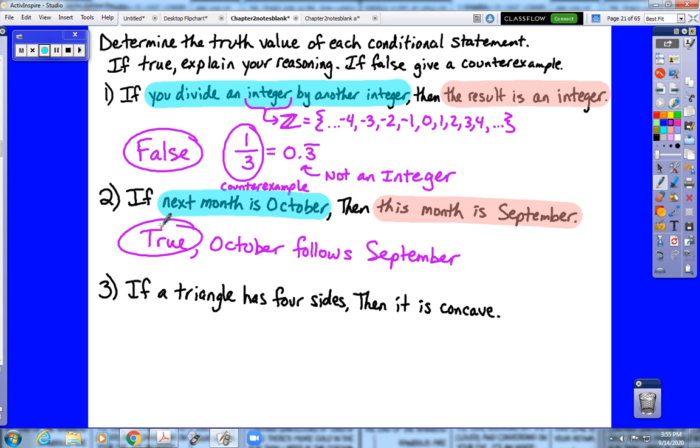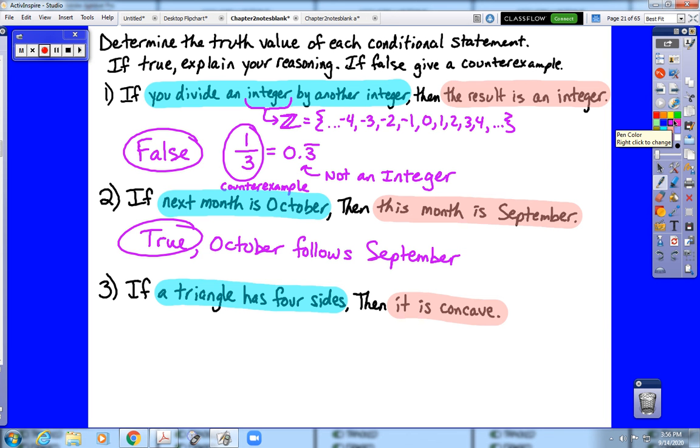Okay, now this last one is the one that bothers people. See, here's the thing. We go in here and we identify our hypothesis. Our hypothesis is a triangle has 4 sides. Our conclusion is that it is concave. Now you look at that statement and the first thing that pops in your head is that is ridiculous, of course it's false. Well, if you say that, you are wrong.